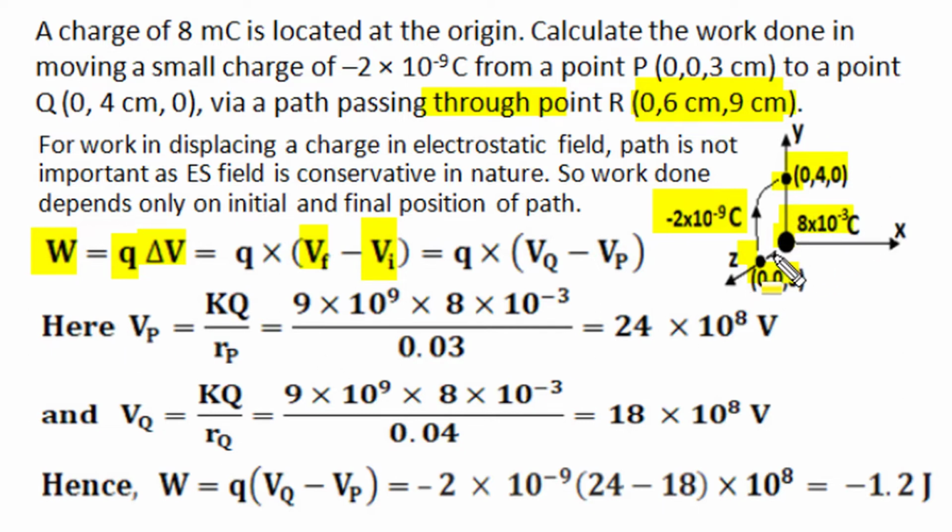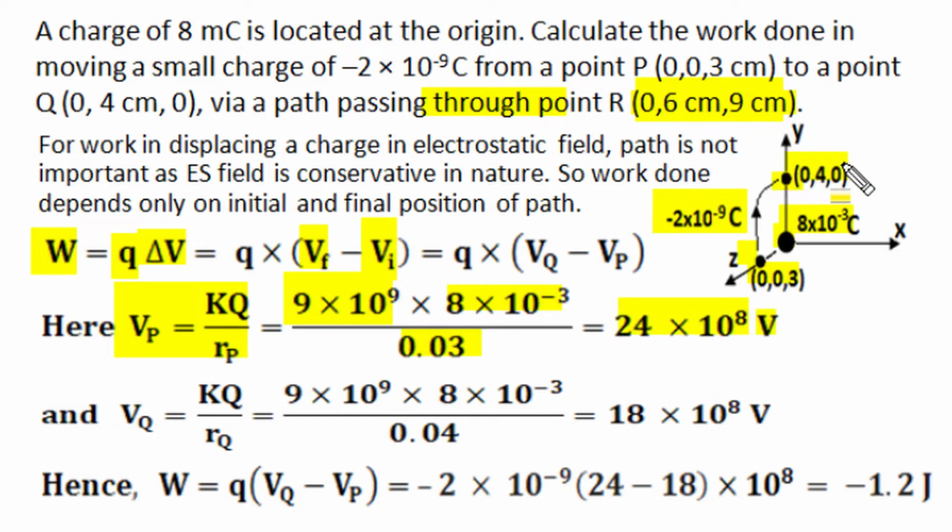Now the initial point P is at a distance of 3 centimeter from the origin. So the electric potential of source charge capital Q at distance R is given by this relation, where K is 9 into 10 to the power 9, the source charge is 8 millicoulomb, and the distance of the initial point is 3 centimeter converted into meter. Calculation results in 24 into 10 to the power 8 volt.